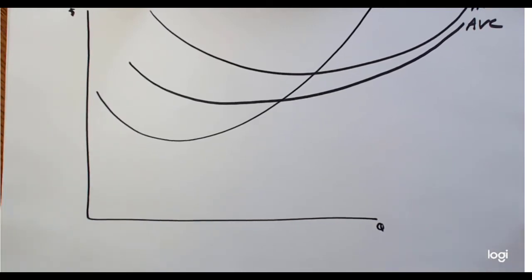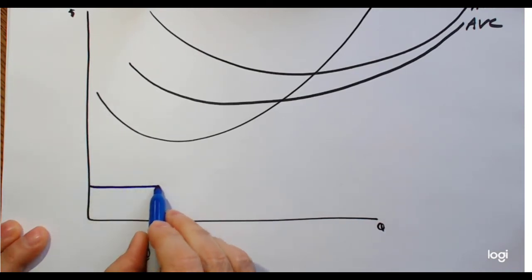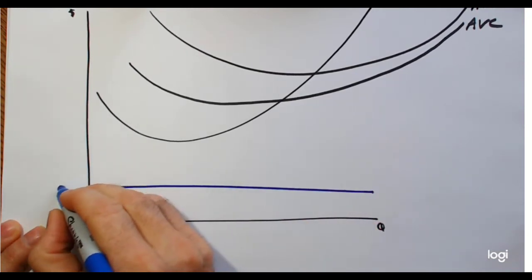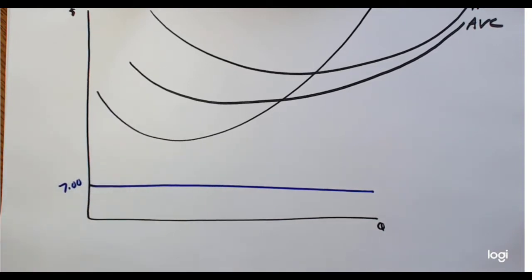So what I want to do is let's look at what happens when you start out with a low price in the market. Let's say the price is $7. Remember, the price is dictated by the market. This is a baker. It's a small bakery. It doesn't have any control in price.